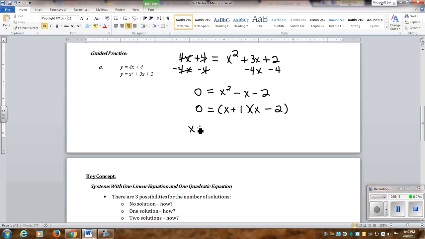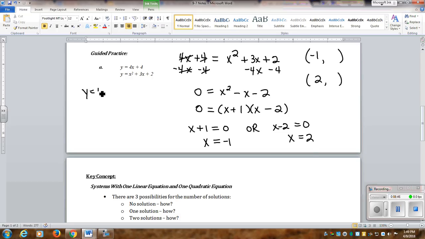So my solutions are, for my x coordinate, either x plus 1 has to be 0 or x minus 2 has to be 0. So my x coordinates of the intersecting points are -1 and +2. So I'm going to go ahead and write those up here. So -1 is one solution, and +2 is the x coordinate of the other solution. Now I need to solve for my y. So y equals 4 times -1 plus 4. So that gives me -4 plus 4, which is 0. So my y value here is 0.